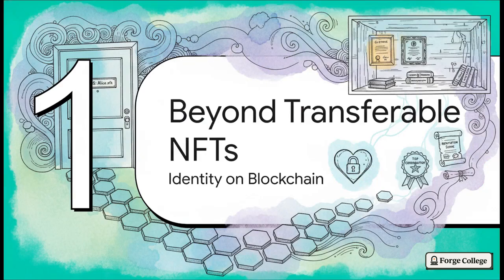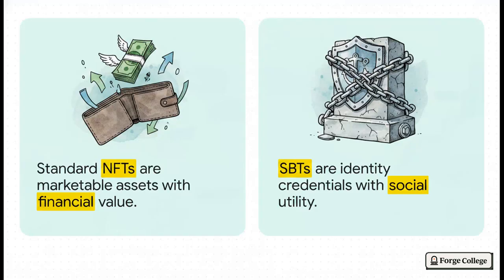All right, Section 1, Beyond Transferable NFTs. Let's talk about identity on the blockchain. So think back to your ENS capstone for a second. ENS is essentially the nameplate on your front door, right? It tells us exactly who lives there. But if we want to know their qualifications, their history, or their reputation, we need to see the verifiable credentials inside the room.